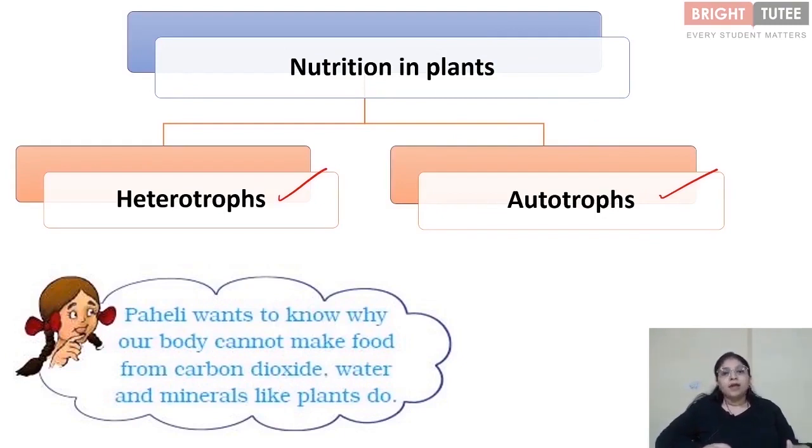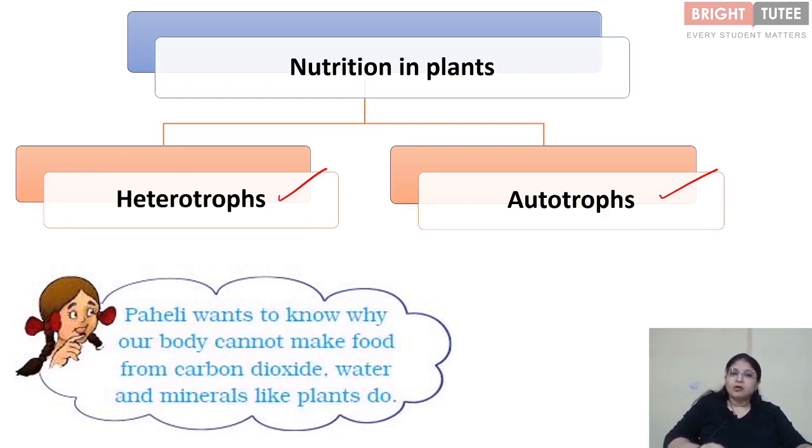Now plants make their own food with the help of the raw materials they find in the surroundings. What are these raw materials? The raw materials are carbon dioxide, sunlight and water. All of these things are found in the environment, and with the help of these things, the plant is able to make its own food, and hence these are called autotrophs, right? So in this way, plants act as autotrophs.